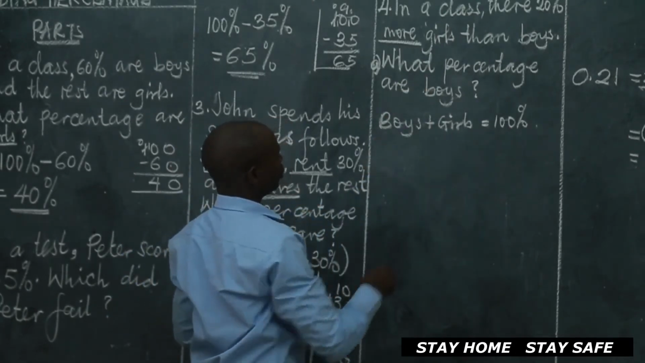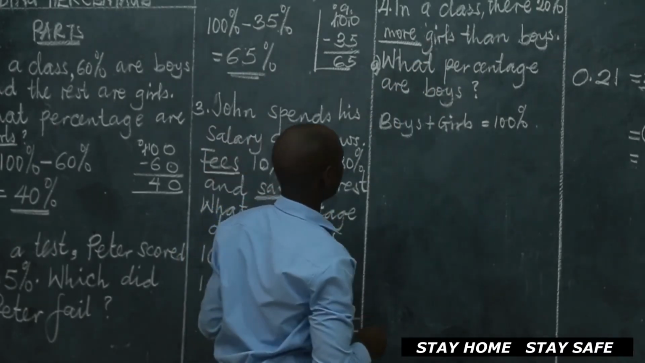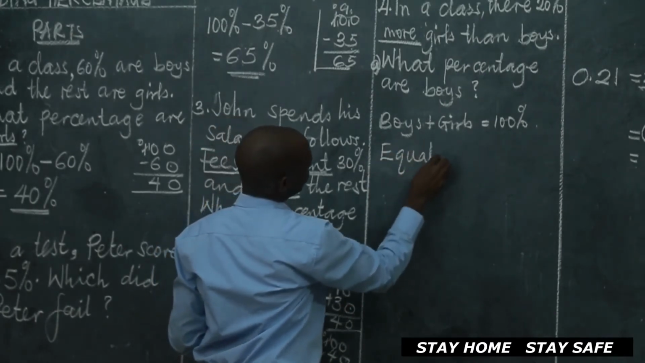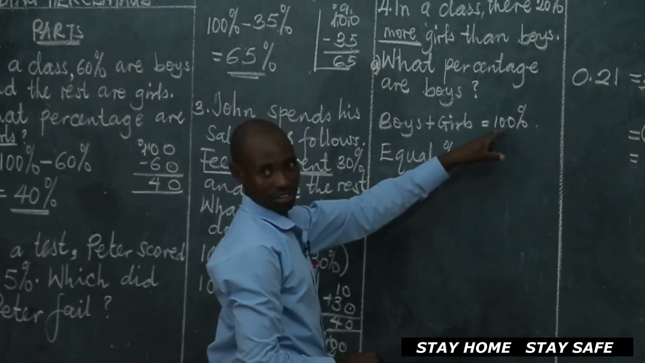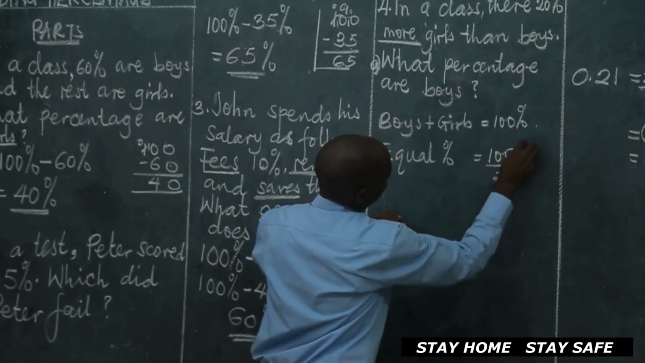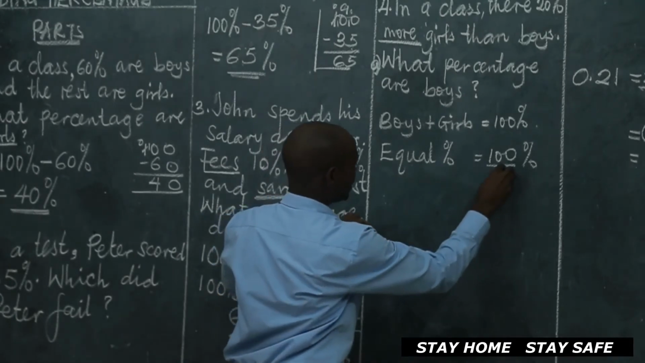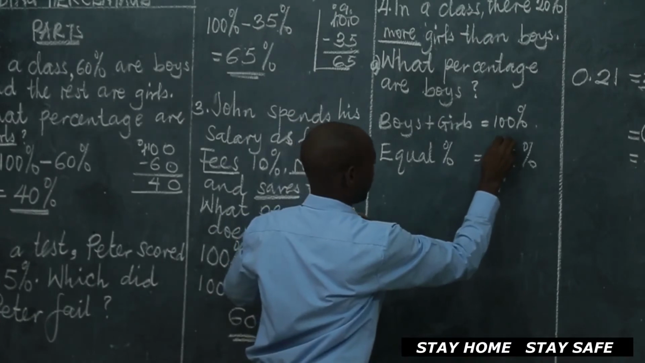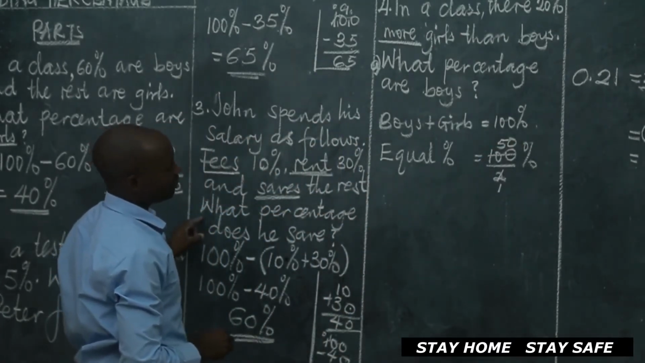Okay? The percentage of boys and girls is 100%. Who are more? We have seen that girls are more. By which percentage? 20%. So, get the equal percentage. The equal percentage, they are going to share 100. So we get 100, we divide it by 2. Okay? So it means the equal percentage by 2 is 1, then by 2 is 50.